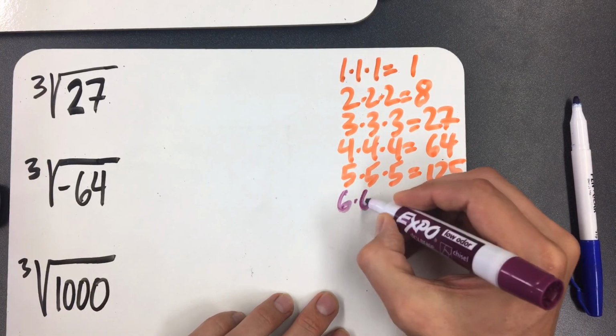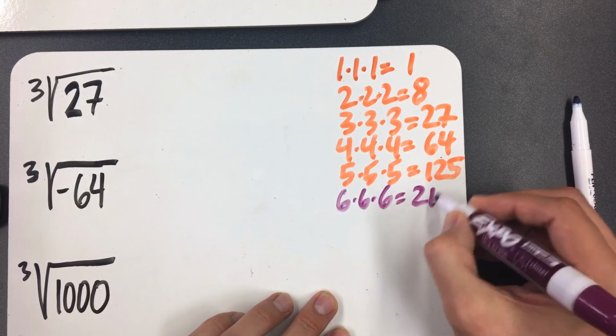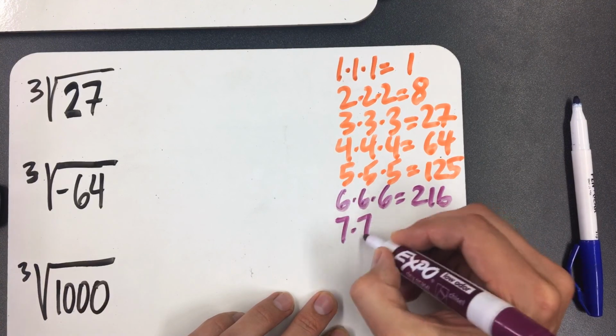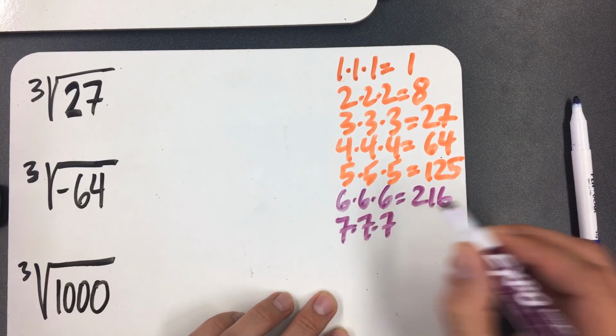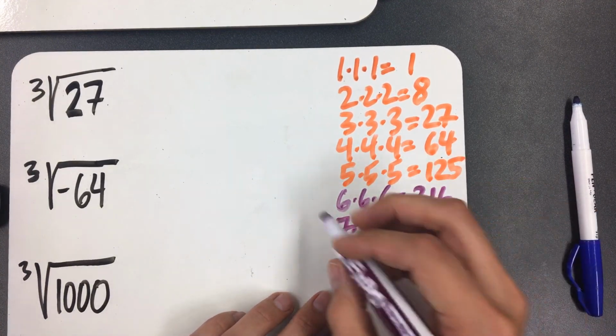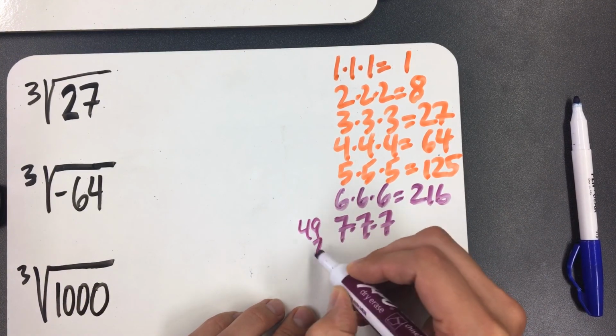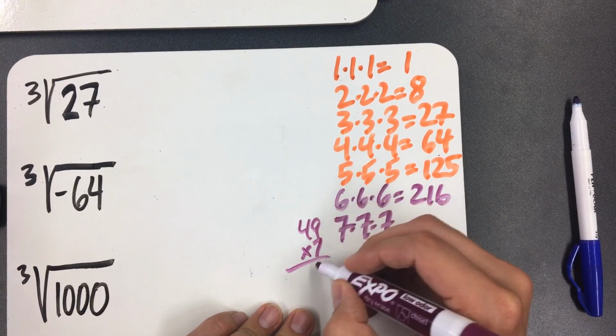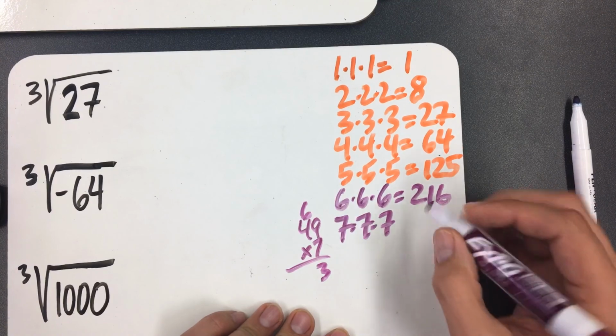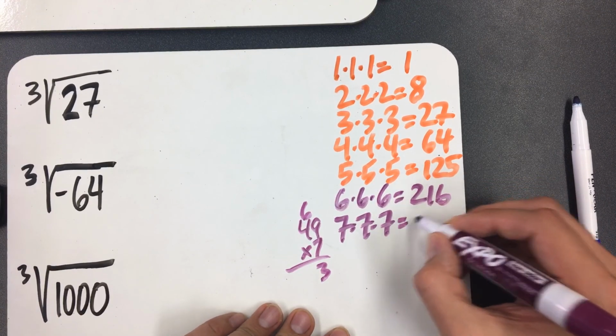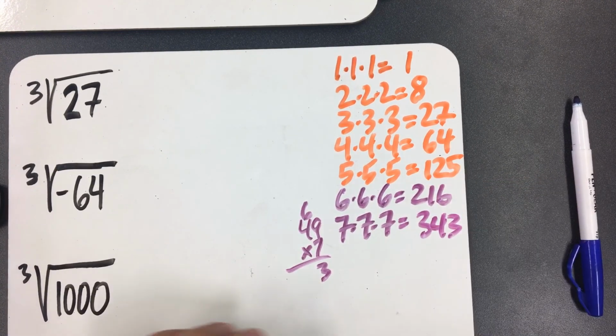I'm going to switch to a different color just because my orange one gets a little bit thick. 7 times 7 times 7. Oh, geez. If you don't know it, don't be scared to actually do, okay, 49 times 7. I think it's 343. Yeah, 28 plus 6. That's what I thought. I just wanted to make sure.